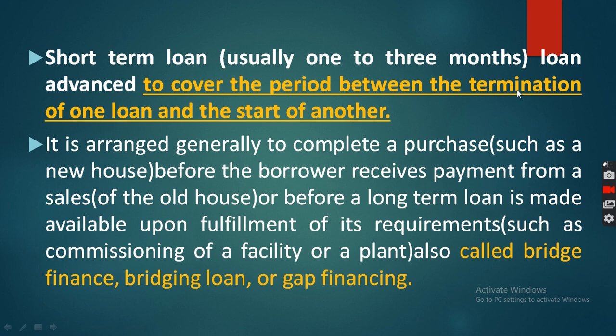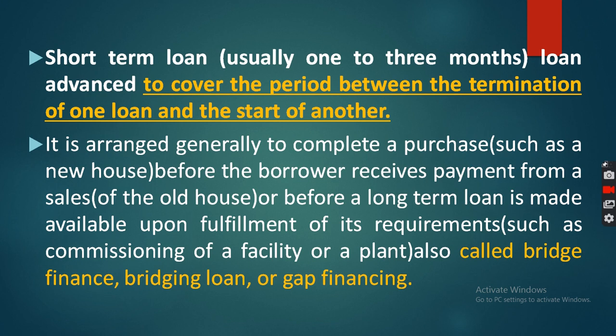Here is one thing you have to keep in mind: termination of one loan. Termination means end. What is the meaning of termination? End. Termination means when one loan is about to end. Ending of one loan and start of another loan. There is always a time gap between the ending of the one loan and the start of the other loan. So for that time period, a company or a person has to take a short term loan, which is known as a bridge loan or gap financing.